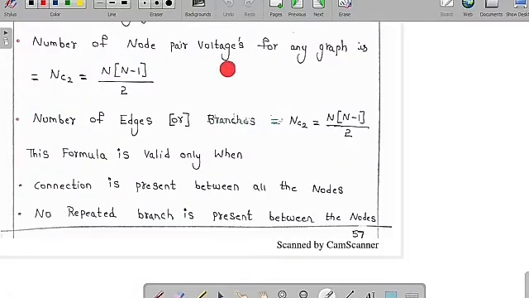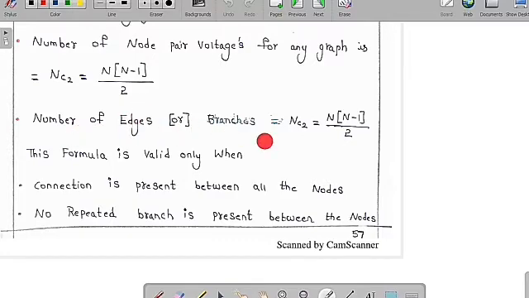The number of node pair voltages for any graph is equal to NC2. Means you want to know how many node pair voltages there are: out of n number of nodes, you want to pair two of them. So you take NC2 combinations, which is n into n minus 1 by 2. This is how we get the number of node pair voltages.